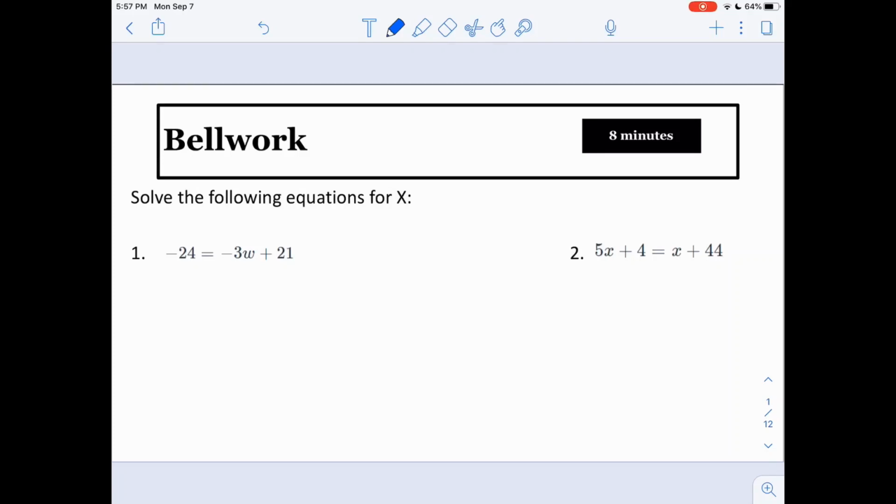For your bell work today, you will solve two equations for x. Pause the video here for 6 minutes to complete your bell work.